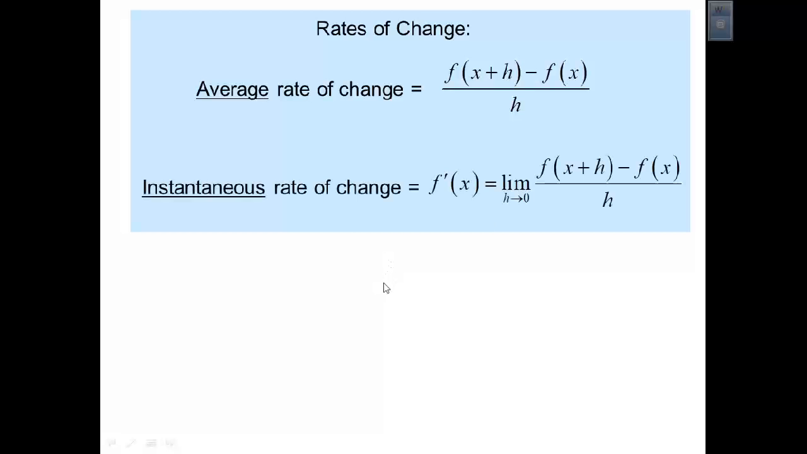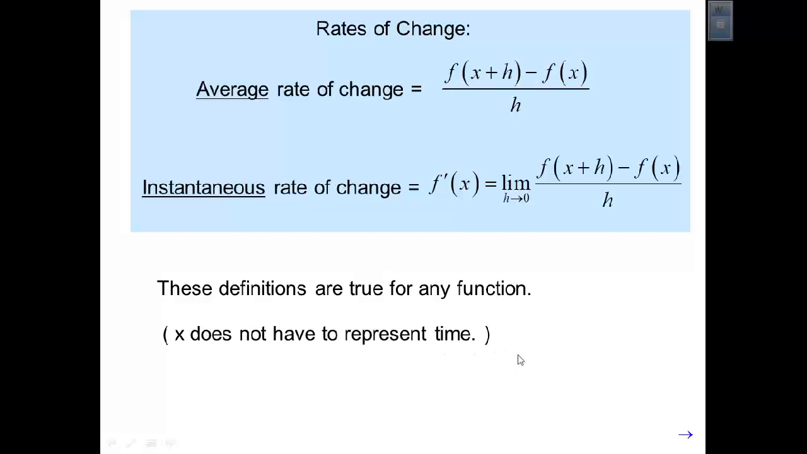The instantaneous rate of change, you've got to throw that limit in there. And we're doing the limit as h approaches 0 of that same thing we had right here, which gives us what? The derivative. So the instantaneous rate of change is the derivative. The average rate of change is the slope of the secant line, the same way it always has been. All right, and these definitions are true for any function. X does not have to represent time or anything. So average rate of change, instantaneous rate of change.